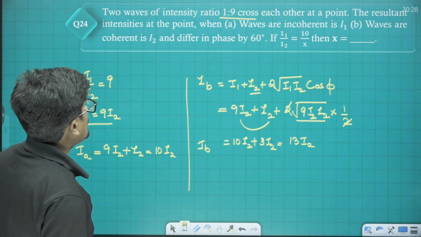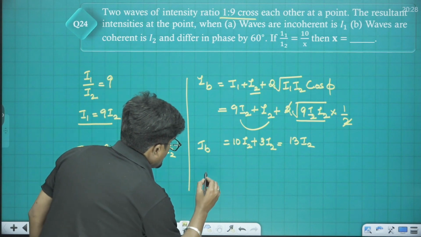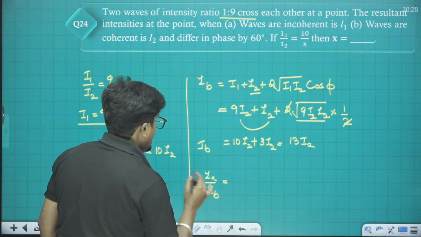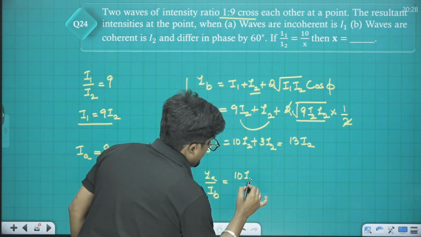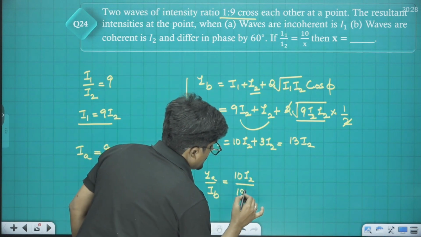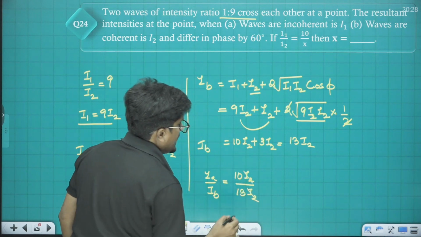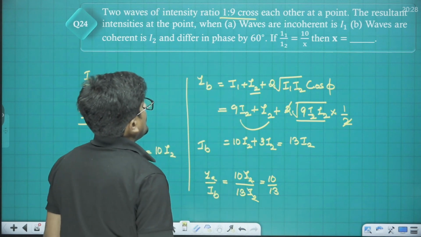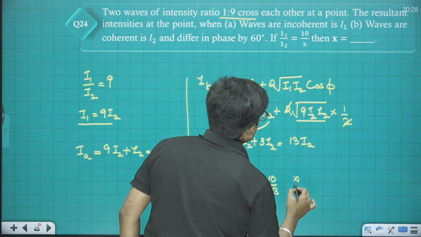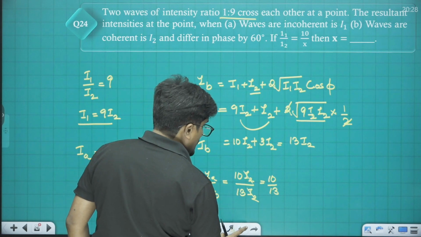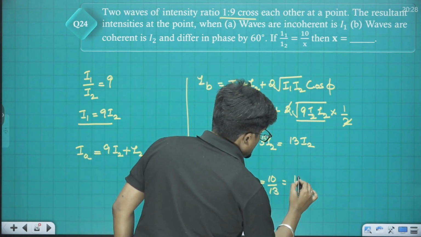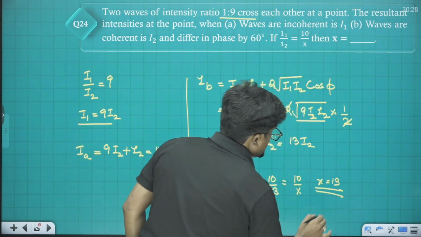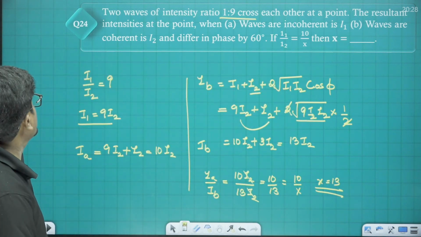Now we need the ratio of what? IA by IB. What was IA? IA was 10 times I2 and IB was 13 times I2. I2 and I2 will cancel each other. So we are going to get this as what? 10 by 13. And here it is 10 by x. As per the question, that is 10 by x. So the value of x is going to be what? 30. All right, moving to the next, that is question number 25.